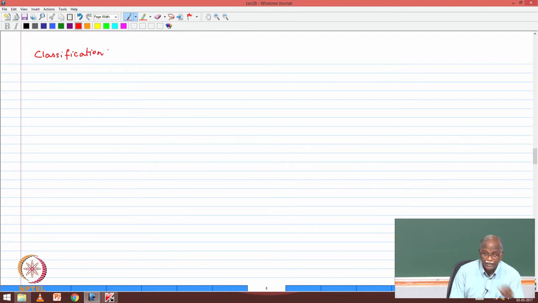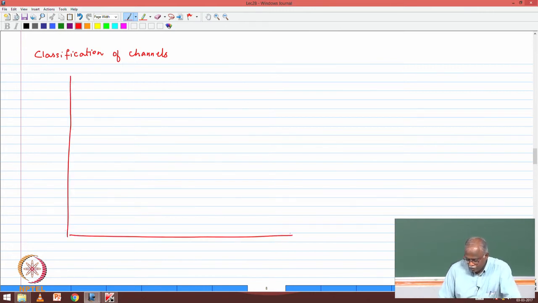If you are now comfortable with that part of the representation, then I would like for us to do the following classification of channels. Okay, this is a very important part of understanding the wireless channel and the different systems that we work with in the context of wireless communications. Classification of channels. Okay, I'm going to classify in two dimensions, and again it will become very clear.